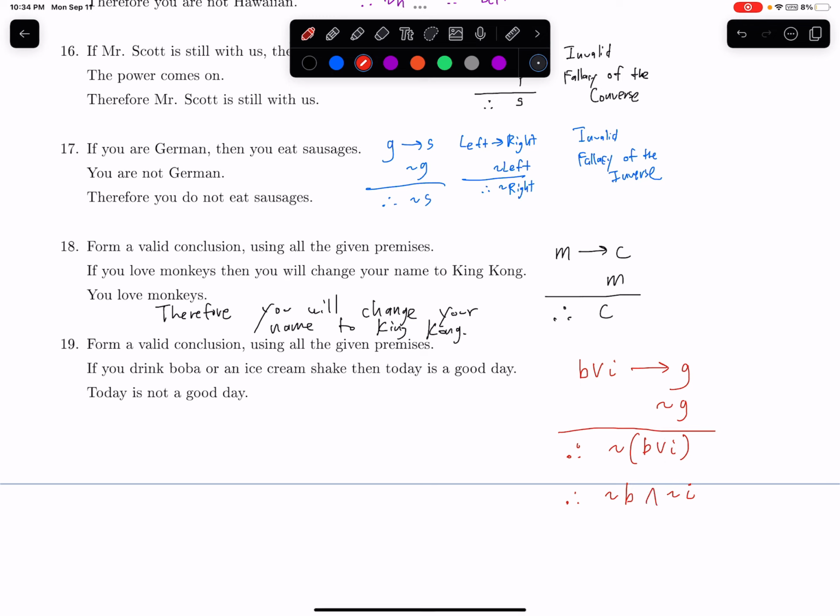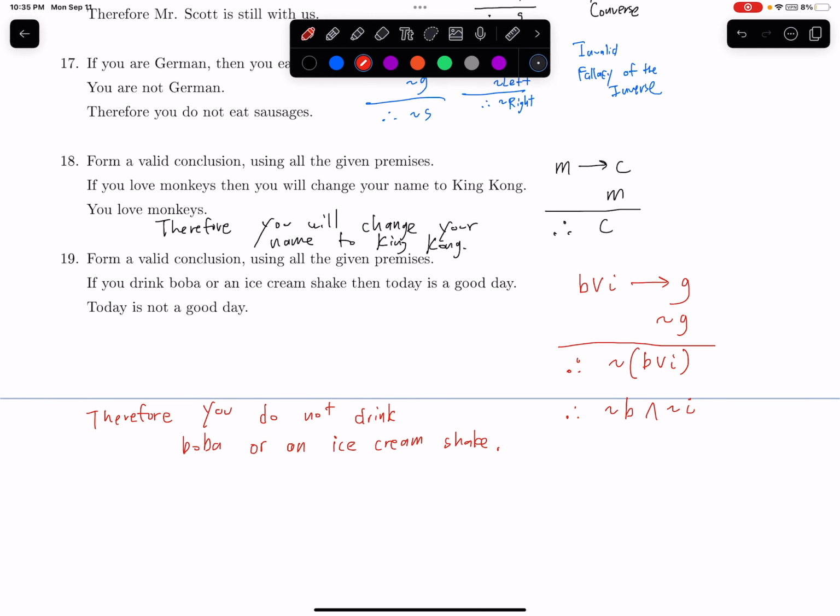Now let's look at both of those answers in English. Let's do this one first. So how would I translate that? Therefore, B is for you drink boba, right? And I is for you drink ice cream shake. Therefore, you do not drink boba or an ice cream shake. Right, that's what it means. You did not drink either, in other words. You do not drink boba or an ice cream shake.